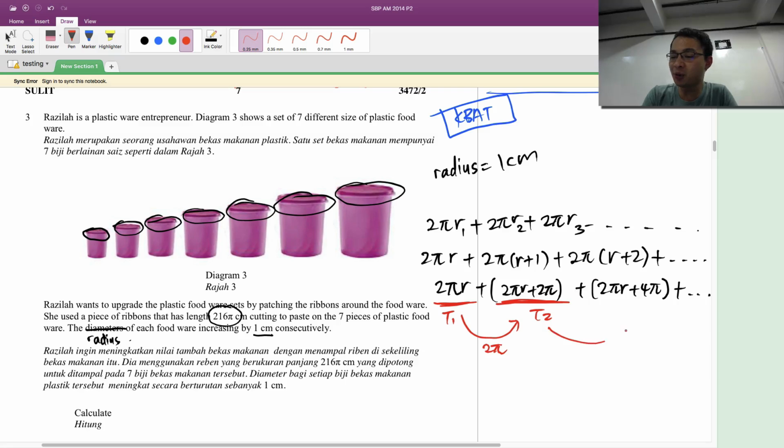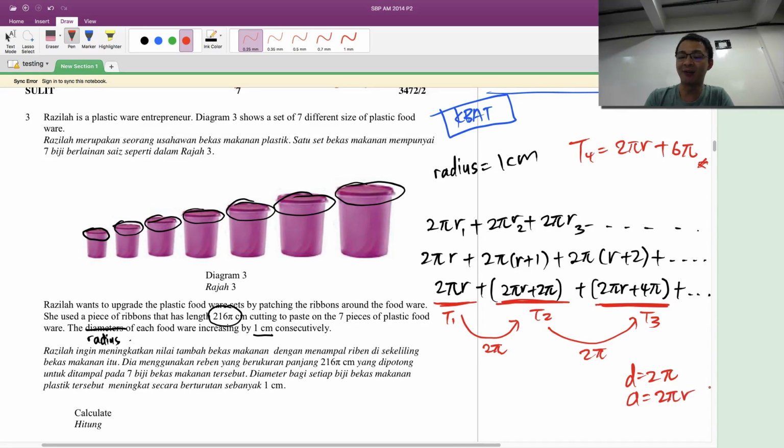From the second term to the third term, you find out it increases by 2 pi again. Do you see? 2 pi r is the same thing, but then it plus 2 pi. This one plus 4 pi is basically 2 pi plus 2 pi again, isn't it? So if you ask me what is term 4, I will copy this one plus 2 pi again. So it will be 2 pi r plus 6 pi, which is 4 pi plus 2 pi. This is term 4. So you continue plus 2 pi. This means the common difference is 2 pi, and the first term, I call it A, is 2 pi r.